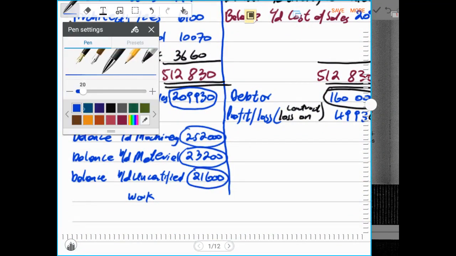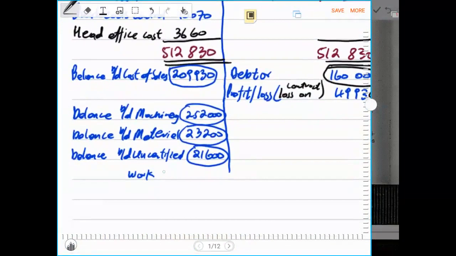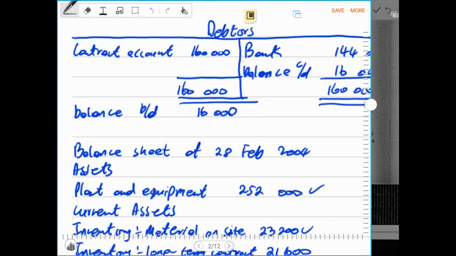If you want, you can also record that as work in process. Please don't be confused. If you want, you can say work in process here, and you can also say work in process here, because this is the work in process. And we know that work in process is an asset.